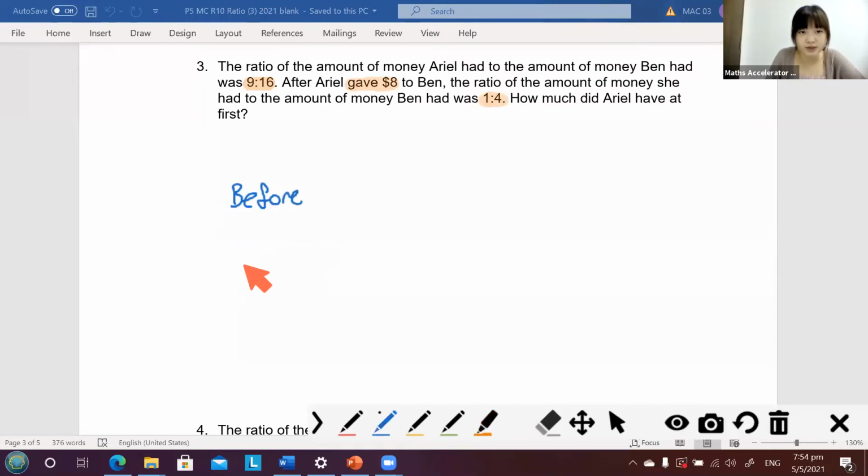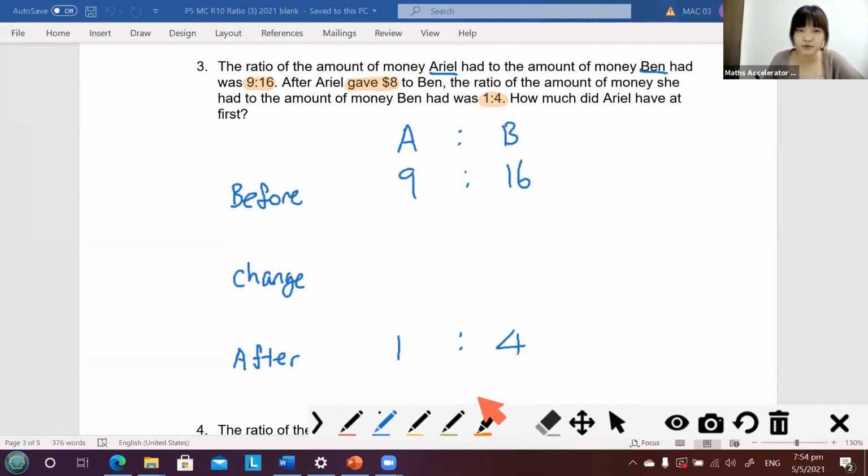Before, leave some space, change, leave some space, and put after. So this is going to be Aero to Ben. Read the question carefully, not Ben to Aero. If you do it the other way around, then the whole question is wrong from the start. So read carefully. 9:16. After ratio, it became 1:4. In between, Aero gave $8.